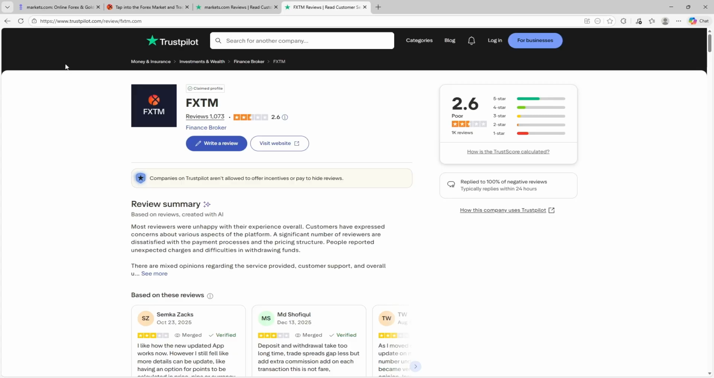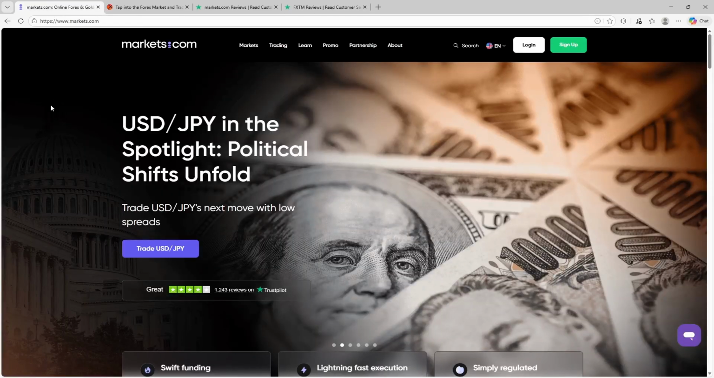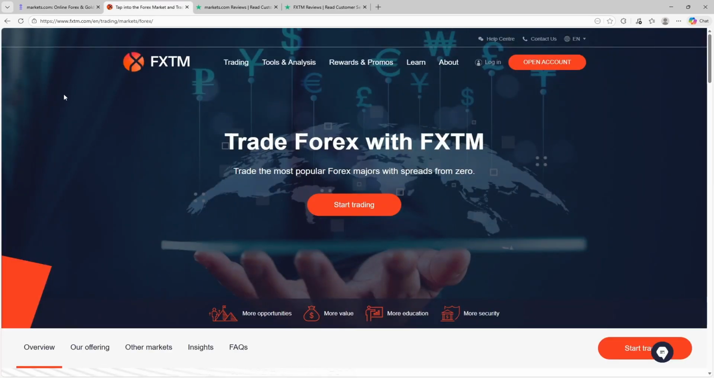Final takeaway, Markets.com and FXTM serve very different trading profiles. Markets.com is better suited for traders who value ease of use, broad market exposure, and incentive-driven onboarding, while FXTM appeals more to traders who want explicit account structures, execution control, and pricing models aligned with specific strategies.